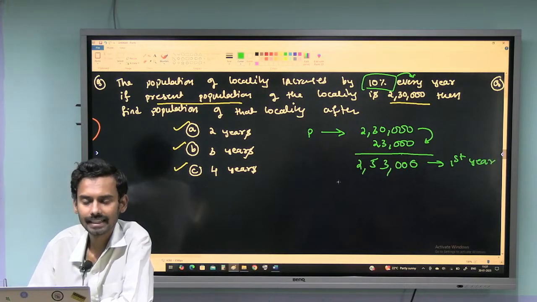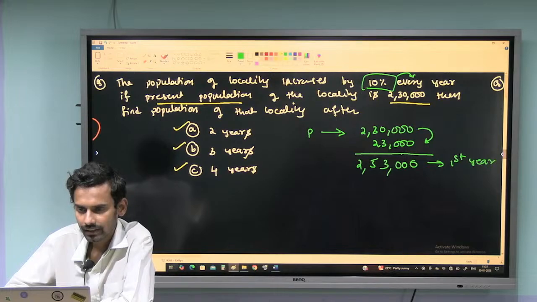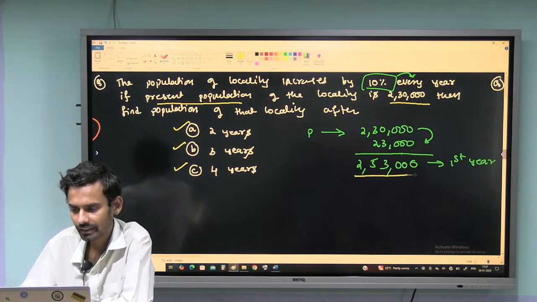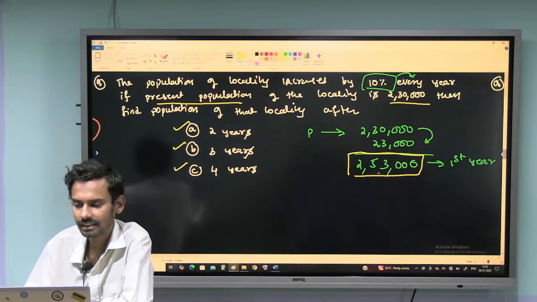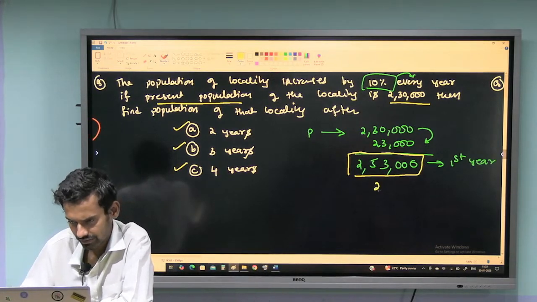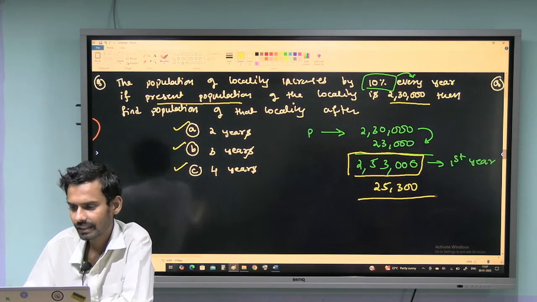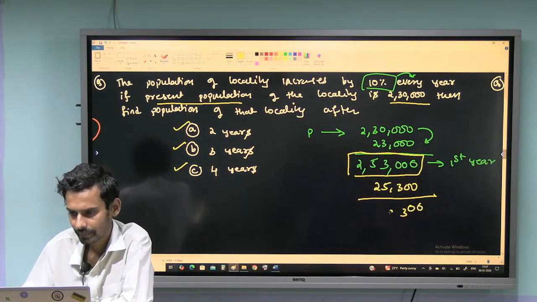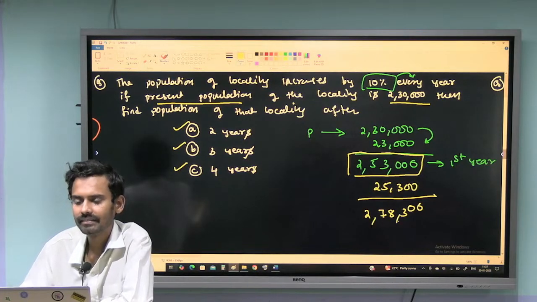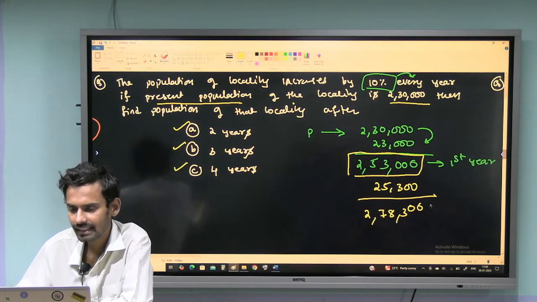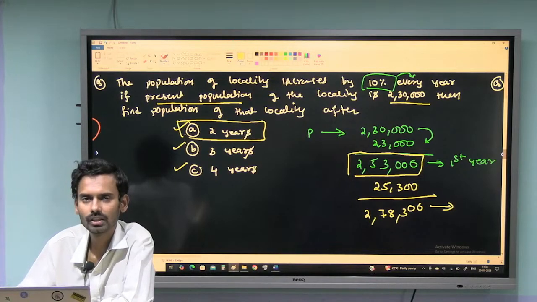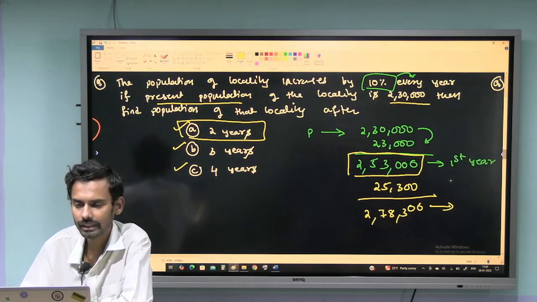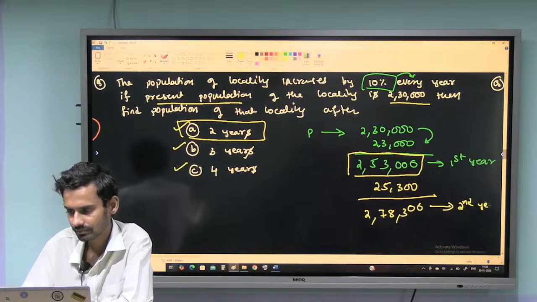Now for the end of second year, what I need to take? I need to take 10% of this modified one, which is 2,53,000. So 10% of 2,53,000 will be 25,300. So if I add this, I will be getting 2,78,300. This is the answer for my first sub question, that is after 2 years what is the value. So after 2 years the population of the locality will be 2,78,300. This is for second year.